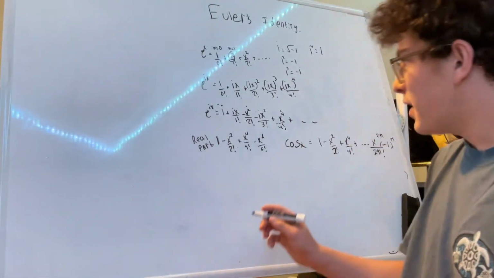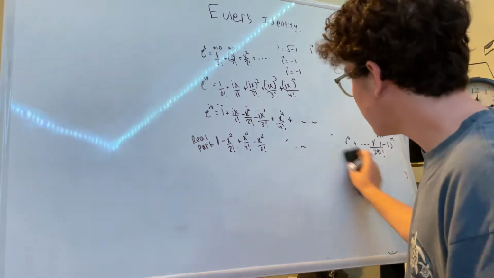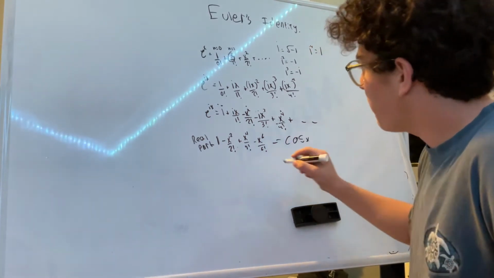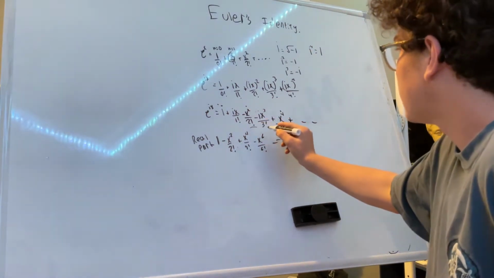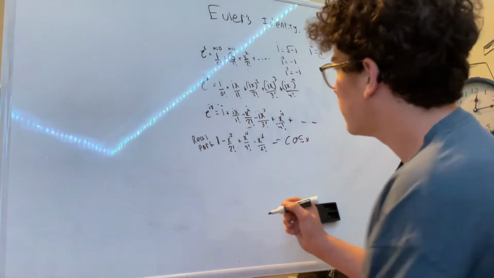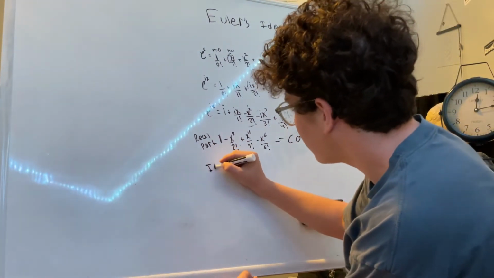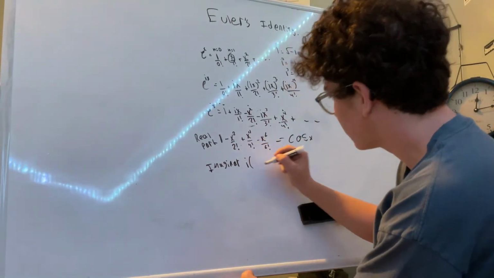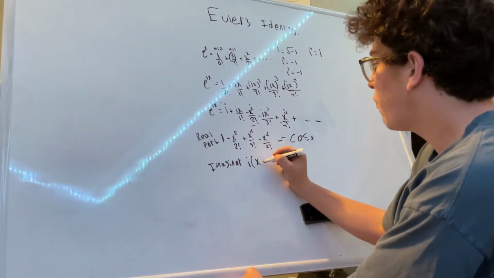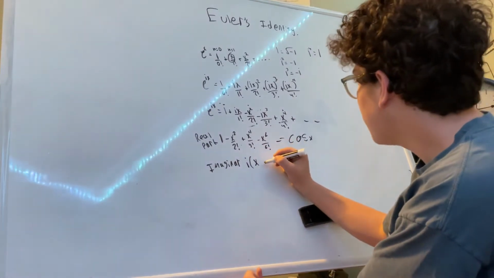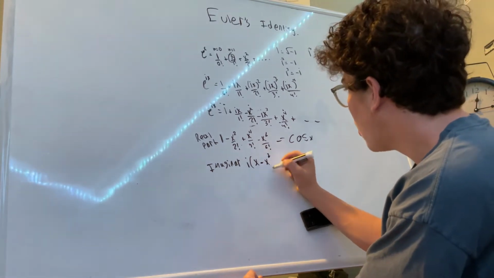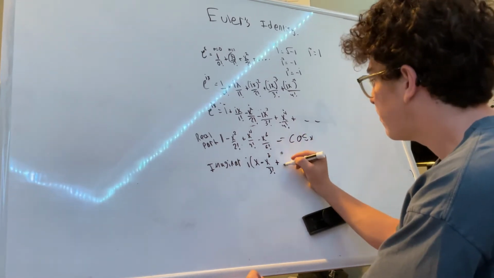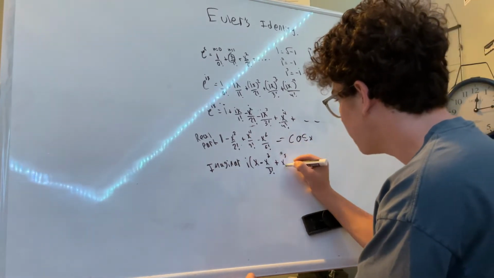However, okay, so now we know that this real part is equal to cosine. Okay, so we got that. Now we know that our imaginary part, anytime we see i, we know that's going to be imaginary. We're going to factor out an i in this case, because all our terms will contain i. We're going to have x over 1 factorial, which is just x. Then we're going to have minus x cubed over 3 factorial. And then we'd have a plus x to the 5th over 5 factorial if we were to continue.